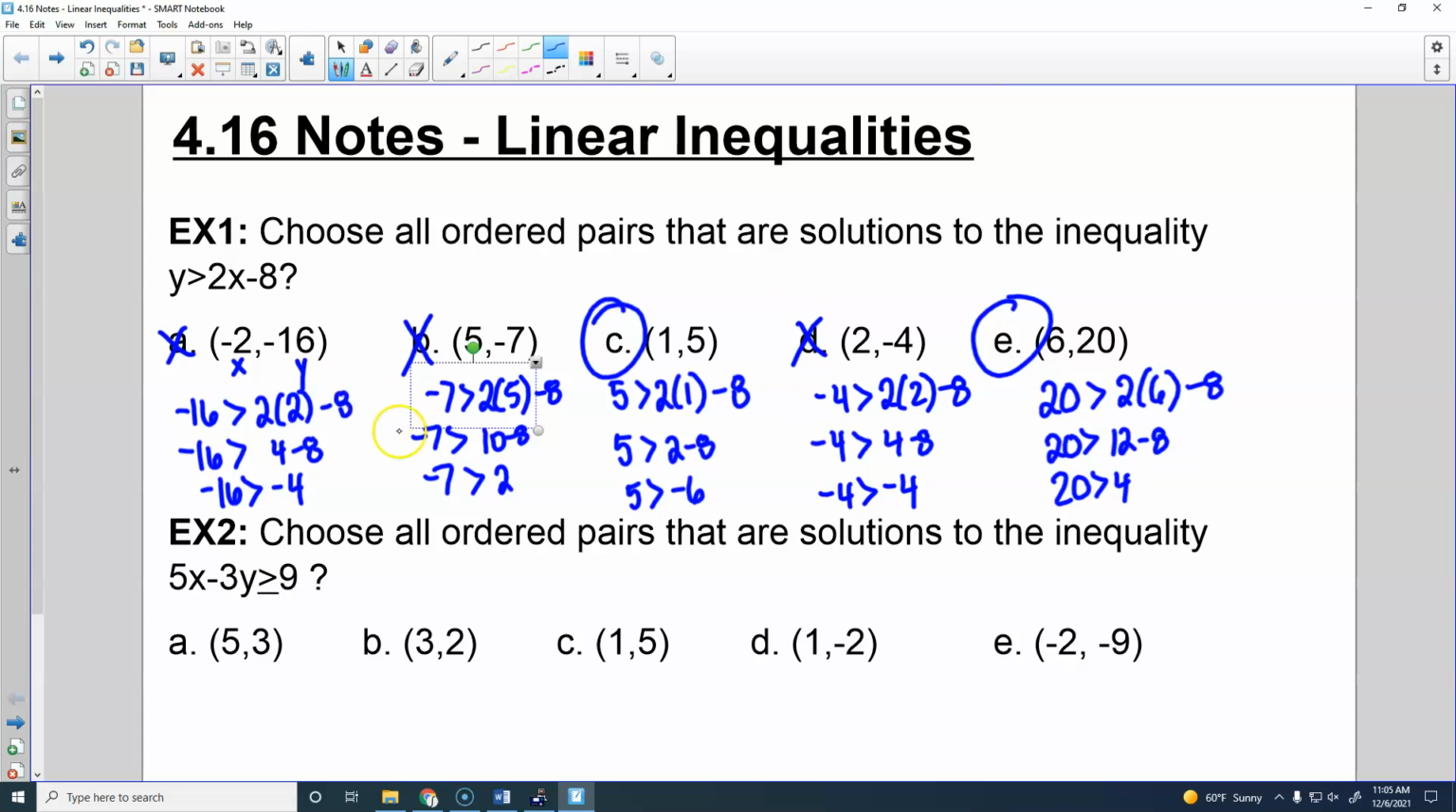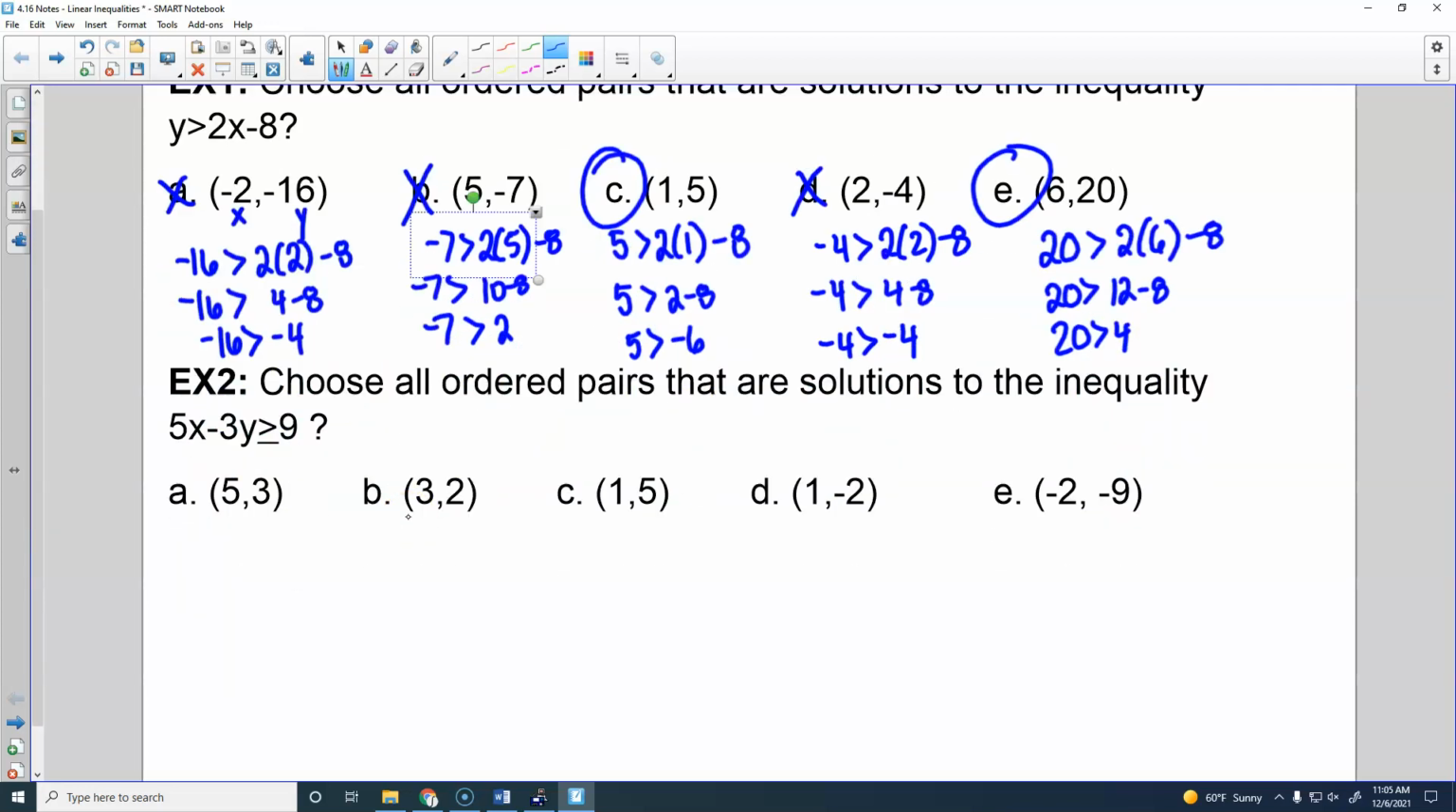Okay, I want you guys to try number 2 on your own. But you don't have to. What you can do is just plug the numbers in. 5 times 5 minus 3 times 3 is greater than or equal to 9. So 25 minus 9 is greater than or equal to 9. That's going to be 16, is greater than or equal to 9. Is that true? 16 is greater than or equal to 9? Yes. So this would be an answer choice. You don't have to solve it for y to be able to check these. So try the rest of those, see if they work.